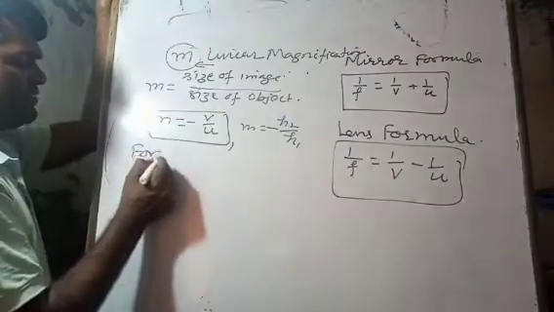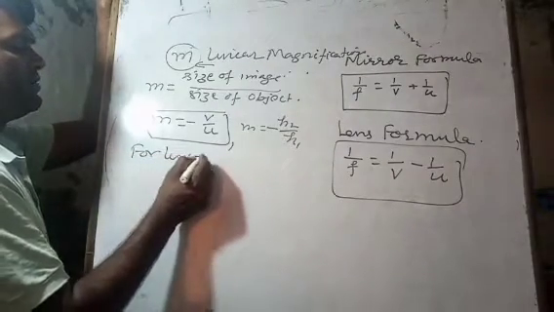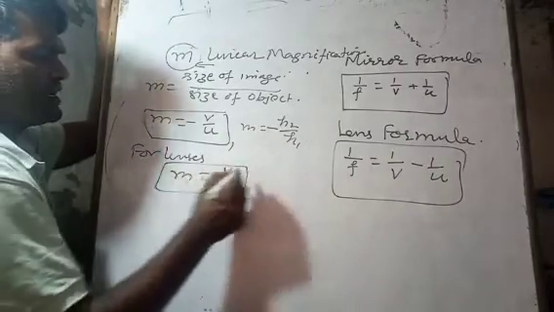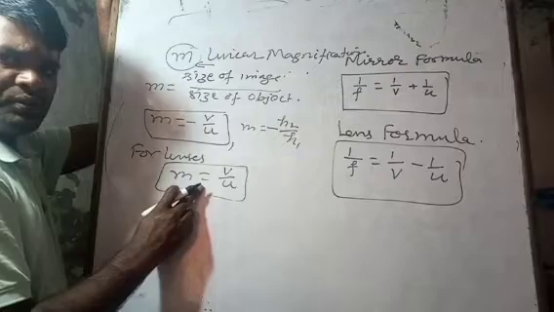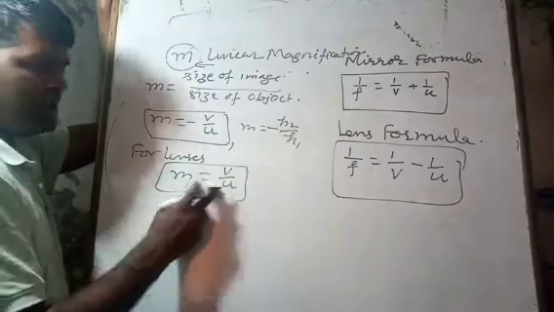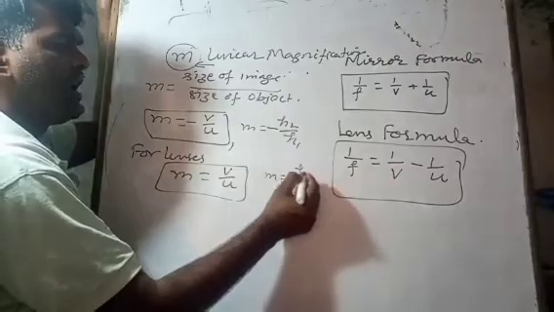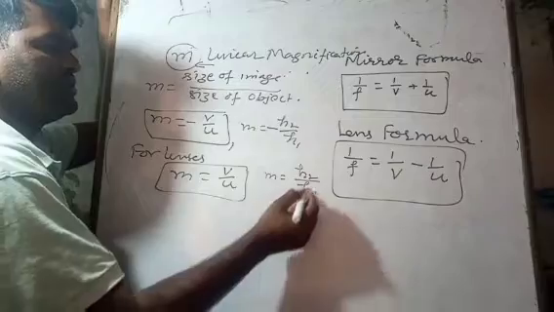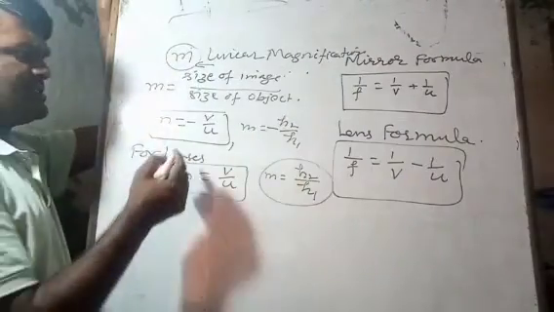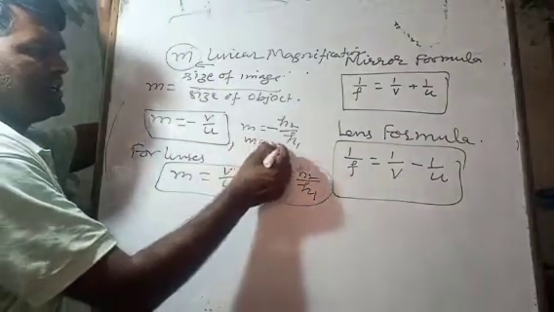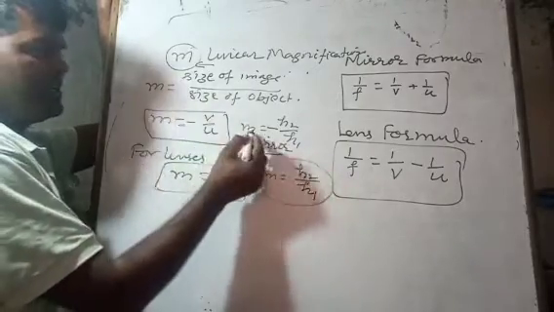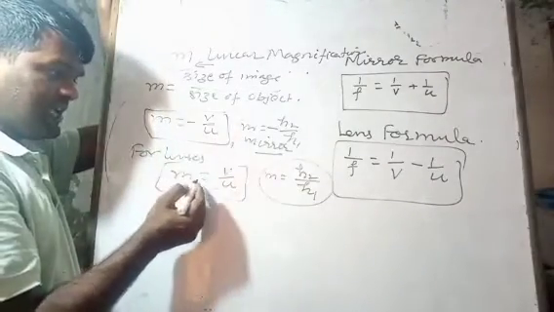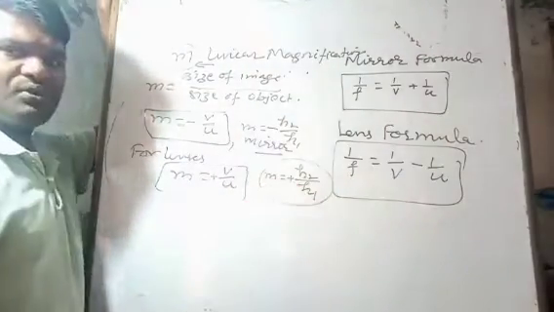For lenses, this magnification should be written as v by u, meaning it should be taken as positive in terms of v by u, and in terms of height of image to height of object, h2 by h1, it should be taken as positive. This is the only difference. In case of mirrors there is a negative sign, and for lenses there is a positive sign in both cases.